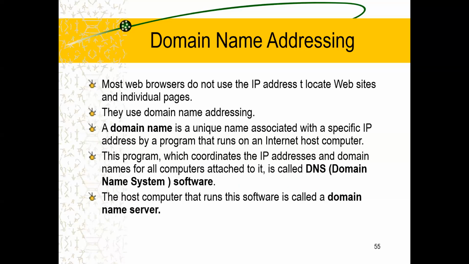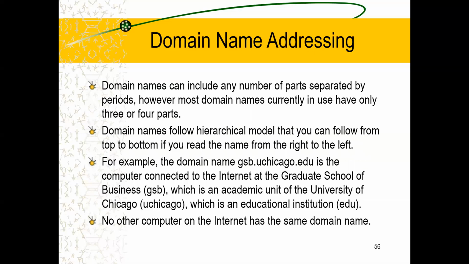And domain name addressing. Most web browsers do not use IP addresses to locate websites and individual pages. They use domain name addressing. The domain name is a unique name associated with a specific IP address by a program that runs on the internet host computer. The program which coordinates the IP addresses and domain names for all computers attached to it is called domain name software. The host computer that runs this software is called a domain name server.